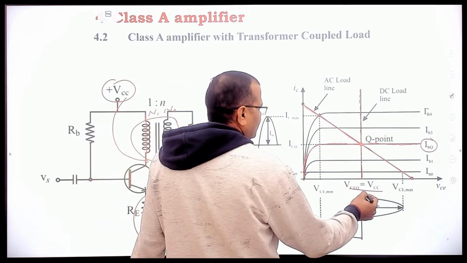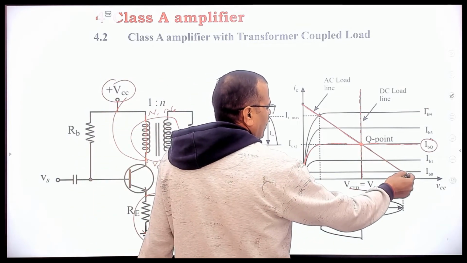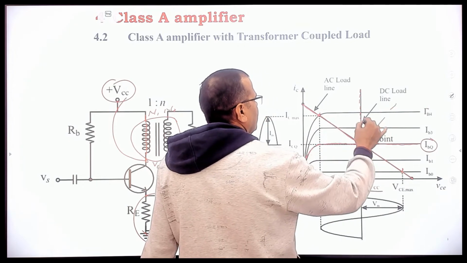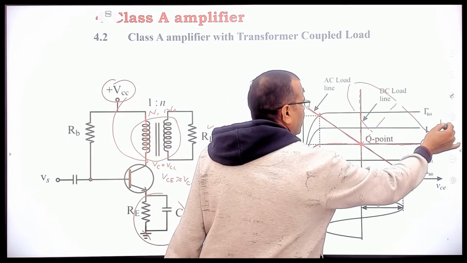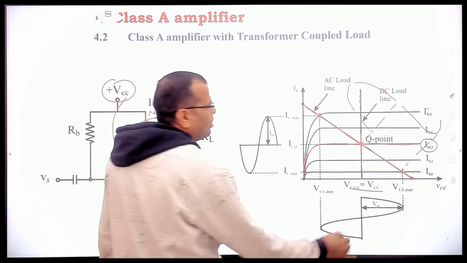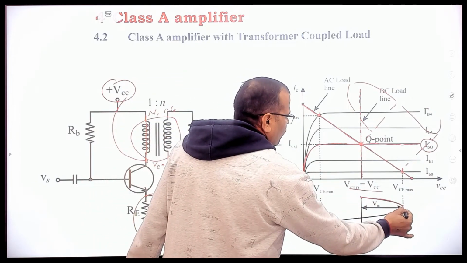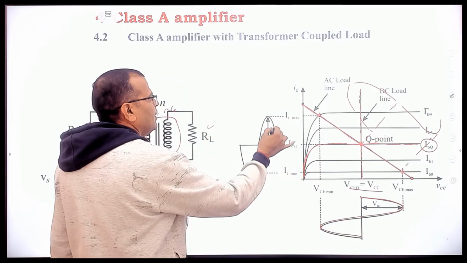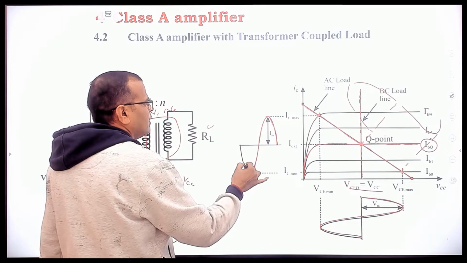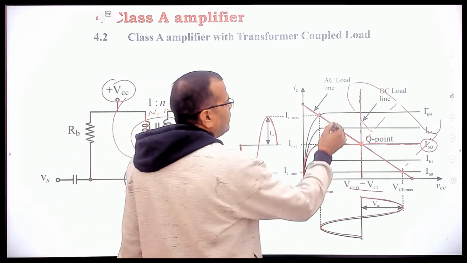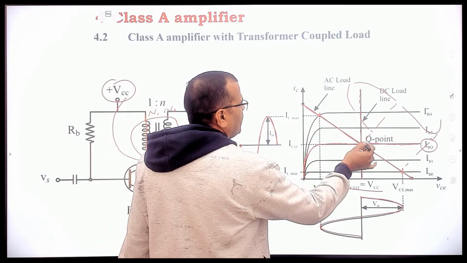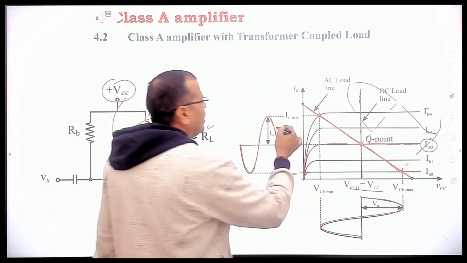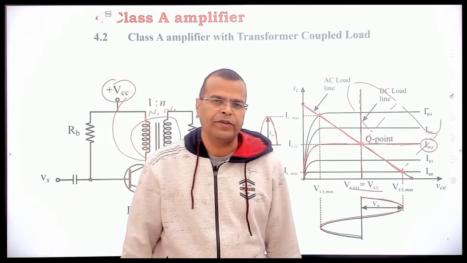This gives you the variation. Now, if your AC input current varies like this, between these two limits, the corresponding variation in voltage VCE is like this, and the corresponding variation in collector current is like this. Why? Because your Q point is lying in the linear region, and your collector current is proportional to base current in the linear region of the characteristic.